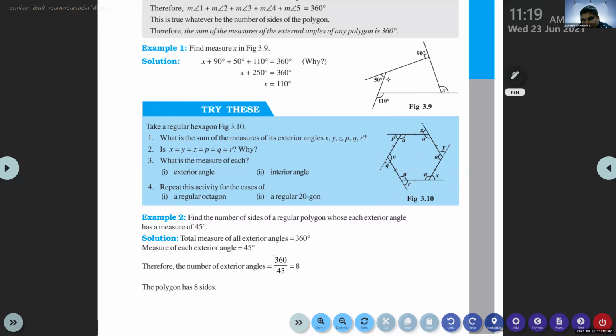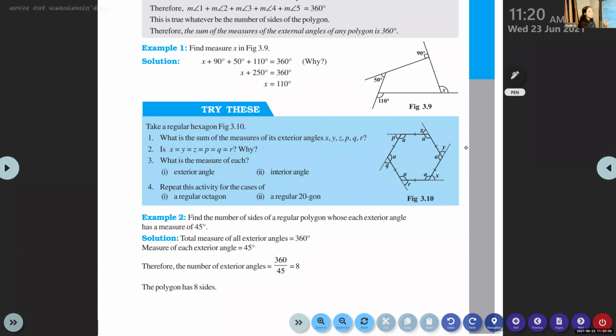It is given A, right? All 6 angles are A. That means all the angles are same, and all the angles are same means all sides are same. And it is given this sign, that means all sides are also same. So it is a regular hexagon.